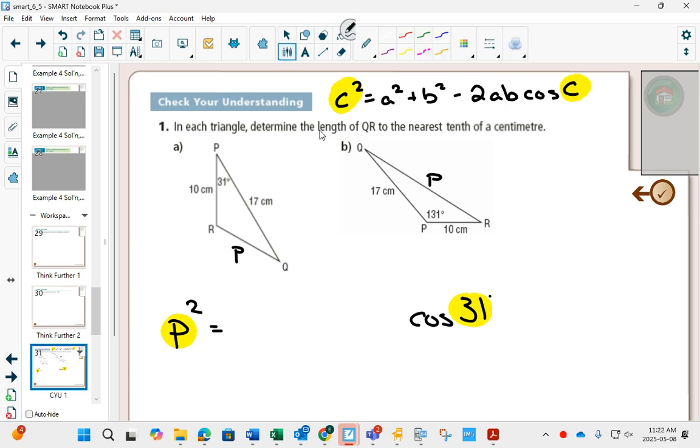Now the others, the 10 and the 17, it doesn't matter if you write 17 squared plus 10 squared or 10 squared plus 17 squared. Do you see why it doesn't matter? Because you're adding them. The order wouldn't matter if you added. And then when I subtract, it doesn't matter if I go 10 times 17 or 17 times 10, because you're multiplying them. Order doesn't matter there either. You just need to use your other two sides.